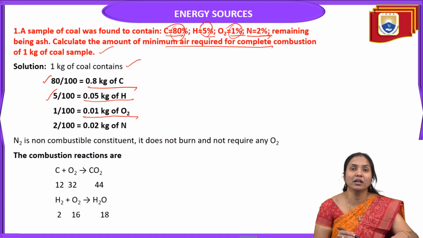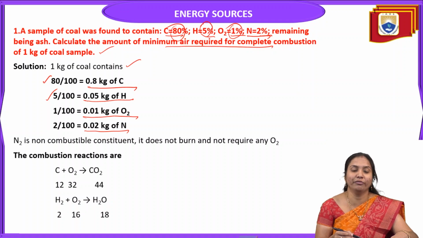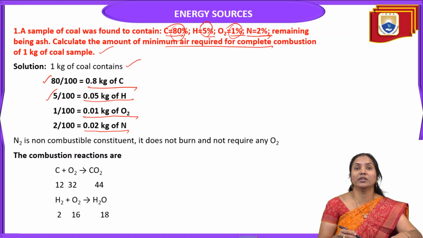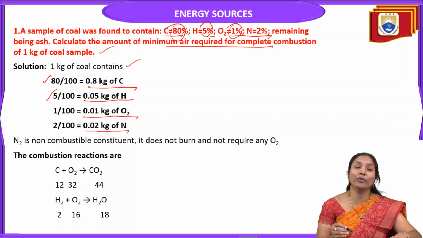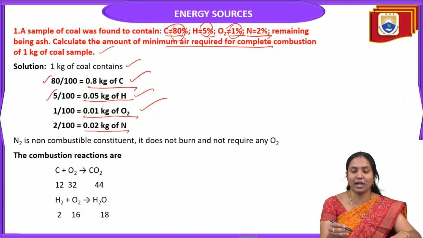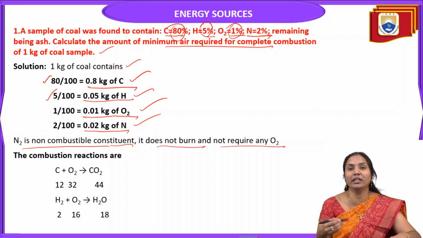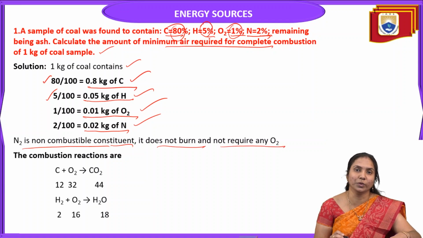Nitrogen does not participate in this combustion reaction, so we can ignore it, but we converted into kilograms. The solution: 1 kg of fuel contains 0.8 kilograms of carbon, 0.05 kilograms of hydrogen, 0.01 kilograms of oxygen, and 0.02 kilograms of nitrogen. As we already discussed, nitrogen is not a combustible constituent, so it does not burn and does not require any oxygen. So we can ignore this one.